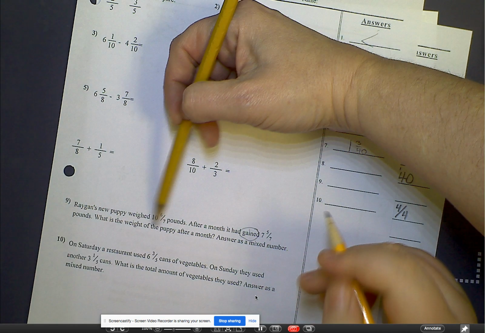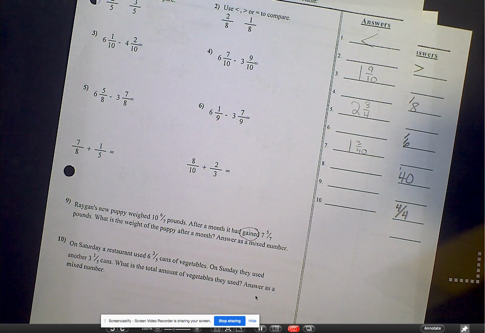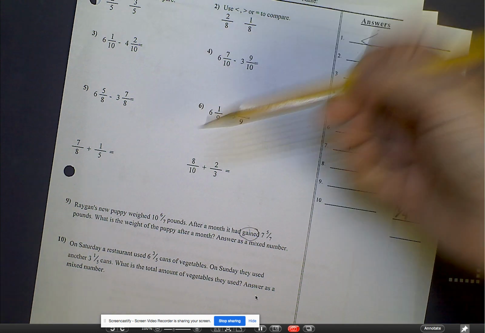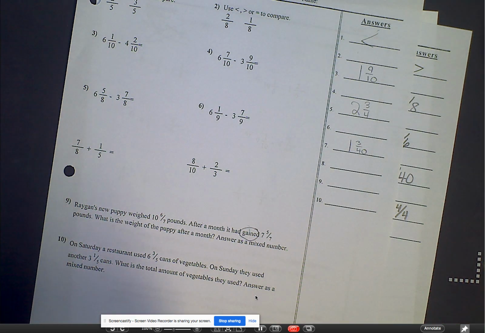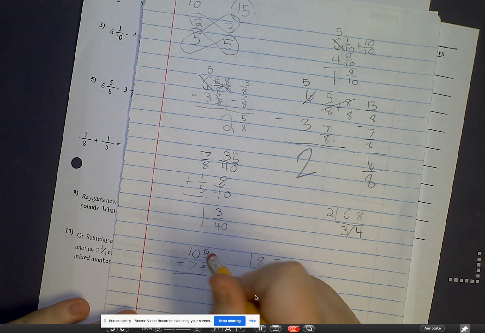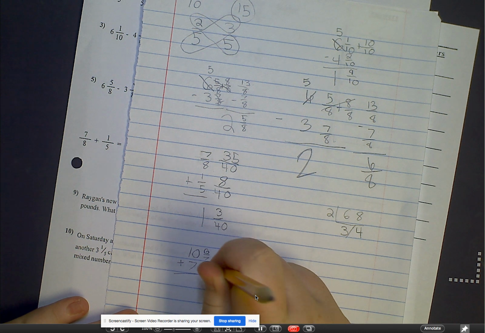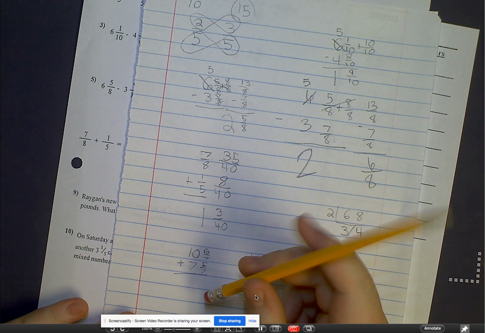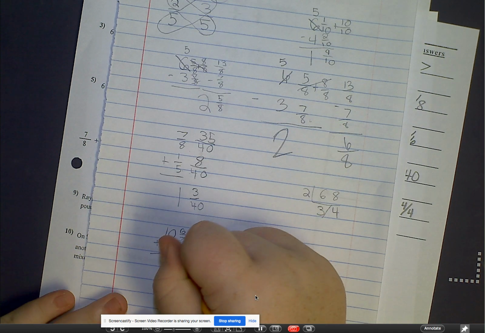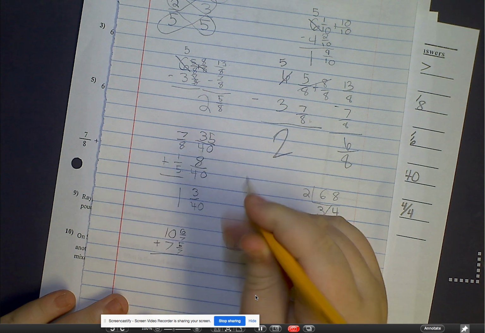So we know that after a month it gained. So that's how you know that you're going to add. Because you might see one like that on the test tomorrow. Then 6 plus 5 is 11. So that's 11 over 7. And that's an improper fraction, so you have to see how many times 7 goes into 11. And that's 1 time.